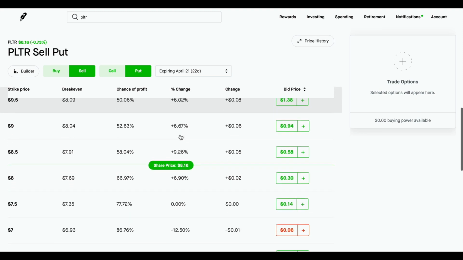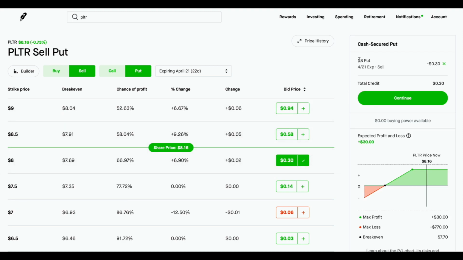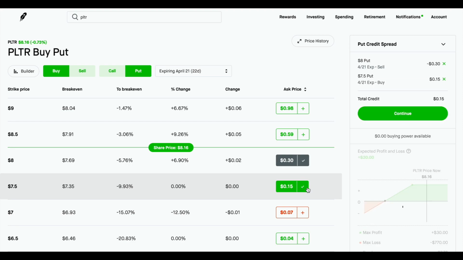So the first leg for Palantir, this is another very low price stock. For selling a cash secured put at $8 would only require $800. So this is a very small account friendly stock in that sense. Now if we're going to do a put credit spread, we're going to choose an option leg lower than the 8 that we just sold to buy. So let's do this 750.